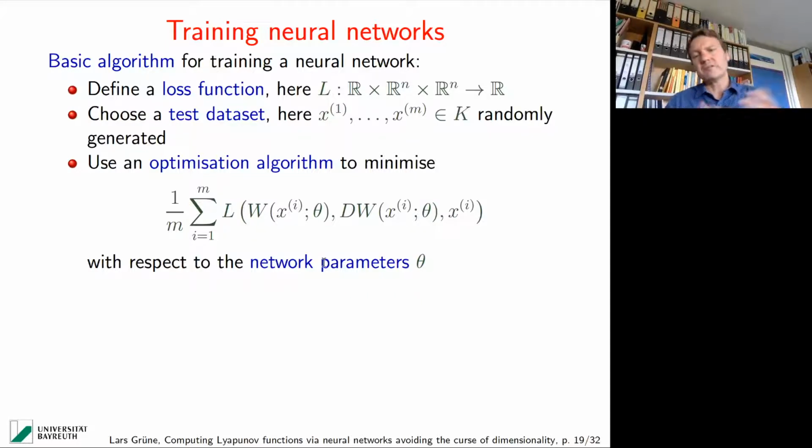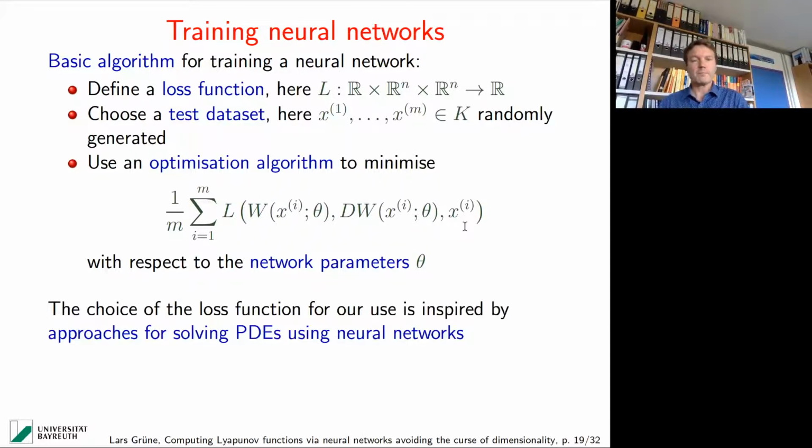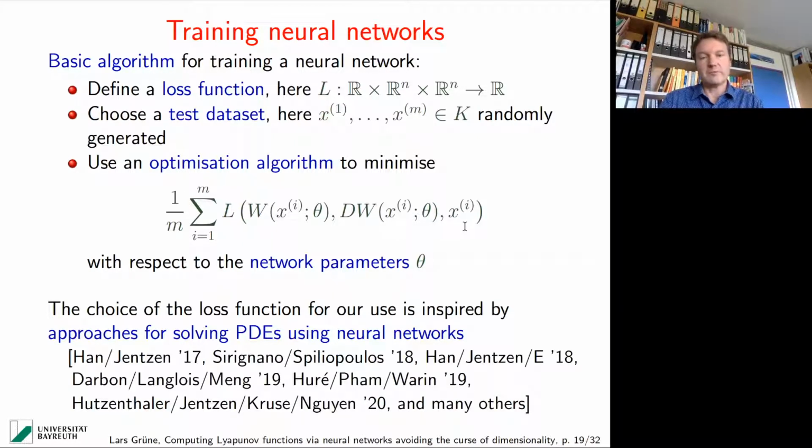And what's important here, and this is a little bit different compared to other training algorithms, this L contains as an argument the value of the function W, which should approximate our Lyapunov function. Its derivative, that's important because the Lyapunov function has a condition on the orbital derivative. And of course, we need the test point itself in order to evaluate whether we are in the equilibrium, near the equilibrium, or far away. Yeah, and this is a loss function that has been very successfully used for other PDE-governed problems, so for solving PDEs with neural networks. Here's a completely incomplete list of references, but what you see is that these are all clustered in the last 3 years, so this is really a brand new development.